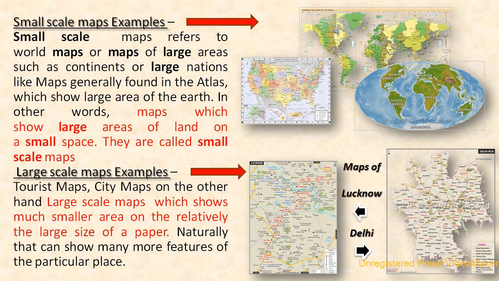Suppose we are showing a world map on an A4 size paper. All the countries are shown on the A4 size paper. So on that paper we cannot put much detail about the countries or the continents. So this way, a map which shows a large area of the land on a small space, we can say is a small scale map. Okay, let's look at the large scale maps.